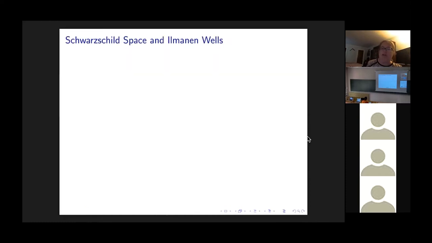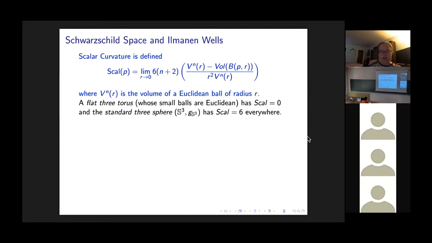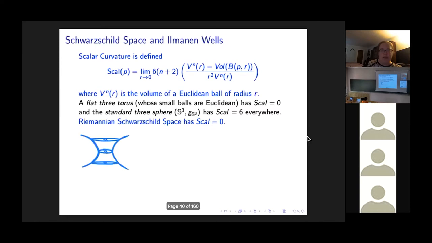So let's first look at Schwarzschild space and Illman and Wells. So you have the scalar curvature definition I already told you. And this is the Riemannian Schwarzschild space. So I just want to talk about this space a little bit because we're going to be using it a lot. Schwarzschild space was actually found, it's a black hole. It's the Schwarzschild black hole when it's space-time, but this is a Riemannian version, which is just a single space-like slice of the Schwarzschild space-time, which is the black hole space-time that everyone's heard of.